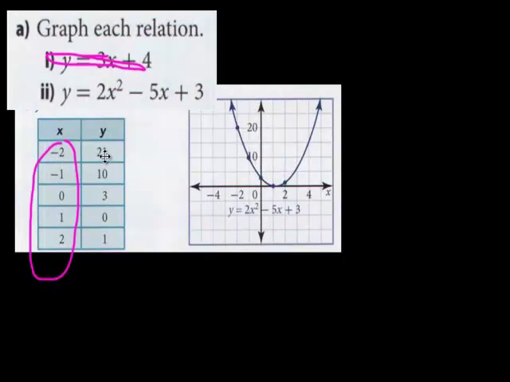2x squared minus 5x plus 3. Again, make a table of values, and if you do that, you can pick anything you want for x, and whatever you type in for x, you'll come up with what y should be. And I think Bentley does that right here. So y equals, he's going to write in the 2, and instead of x, he's going to put a bracket. So negative 2 where the bracket is, put the negative 2 where you see the x. Hopefully he will do that very soon.